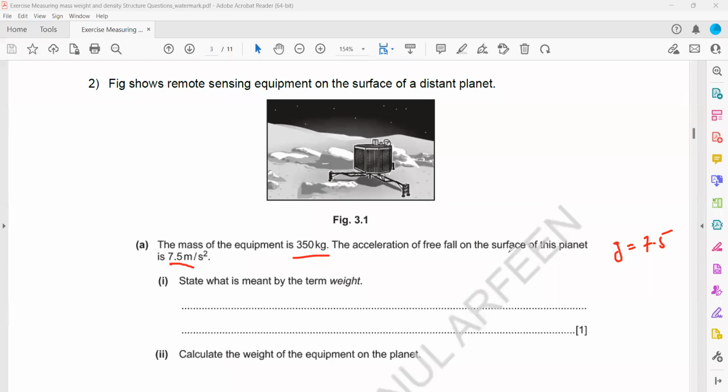Acceleration of free fall means if an object is allowed to drop freely under the effect of gravity, it will accelerate, and its acceleration is always equal to the value of gravity. Like for Earth, the gravity we say is 9.8, and acceleration due to gravity is also 9.8. Same thing for the moon. The gravity of the moon is 1.6, so acceleration due to gravity of the moon is also 1.6.